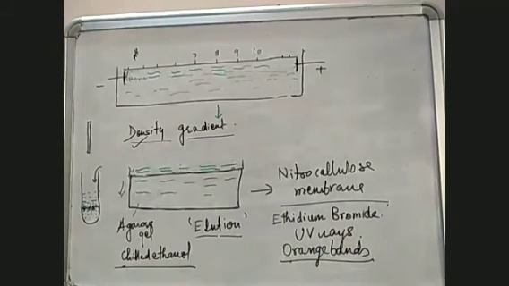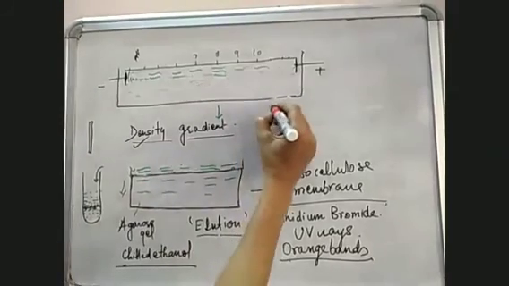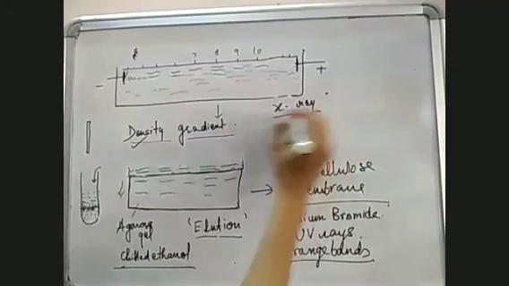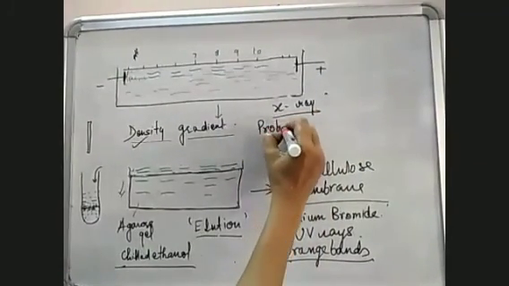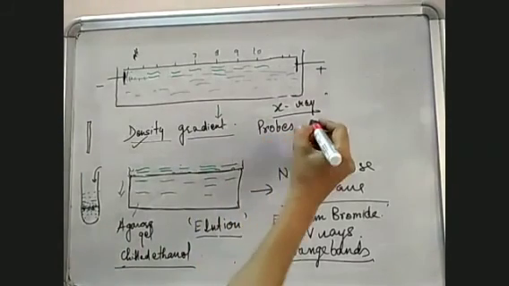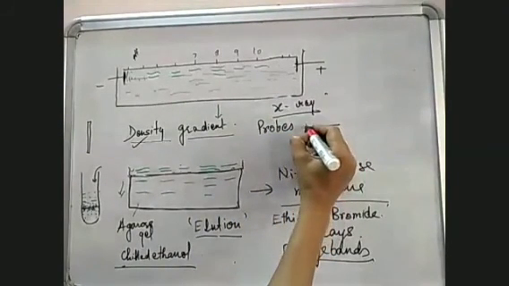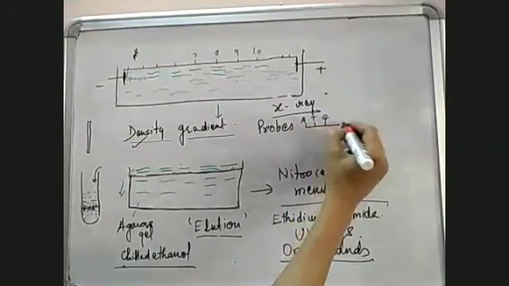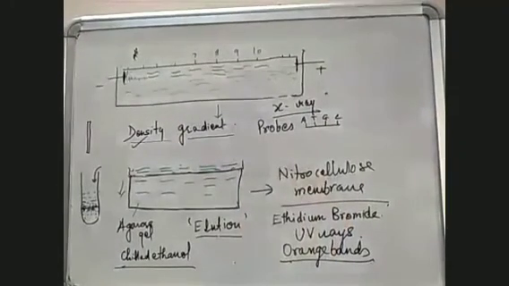Another way is by X-ray film. In this, probes are added. The second method is by X-ray films. In this, probes are added. You know what probes are? Probes are artificially made DNA sequences. Suppose here we have made an artificial DNA sequence. It has A, T, G, and C. This is the sequence this probe has.